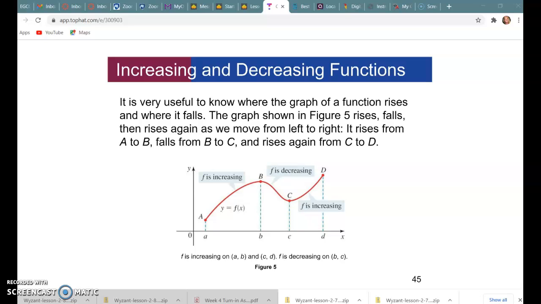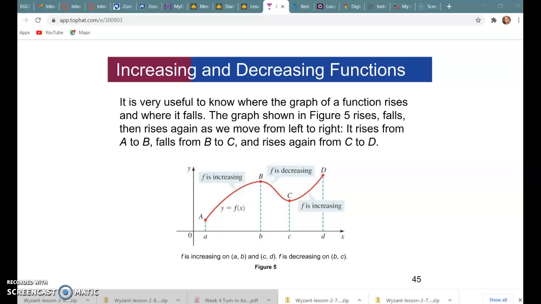C, on the other hand, is a local minimum. So that is the lowest point on a graph when you zoom in to just that section of the graph. And so we would identify that the local minimum is whatever the y value is at that point C.